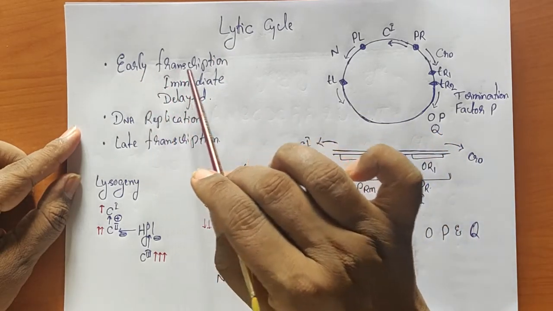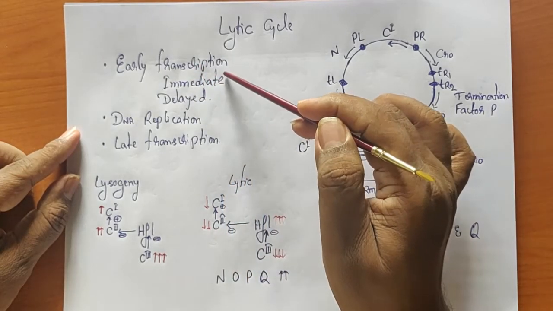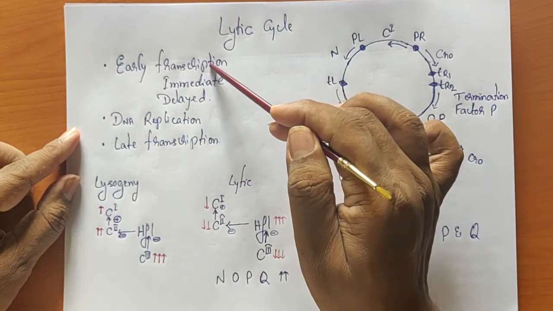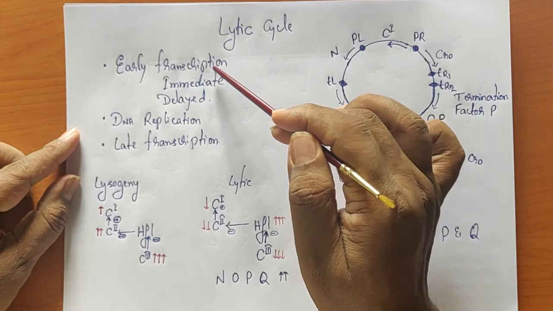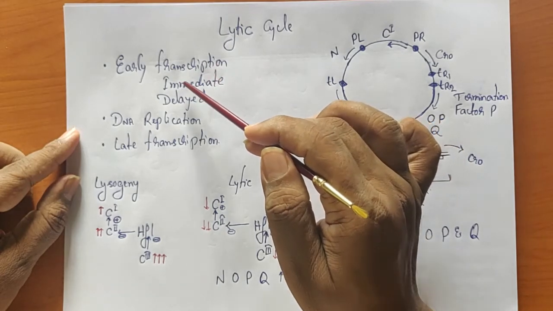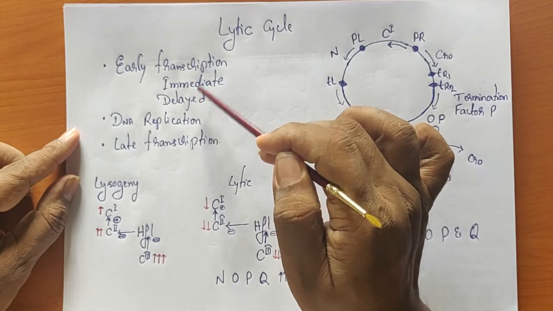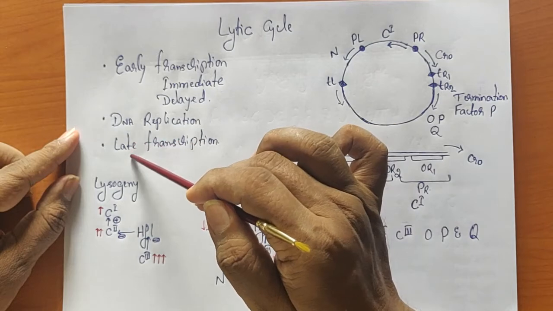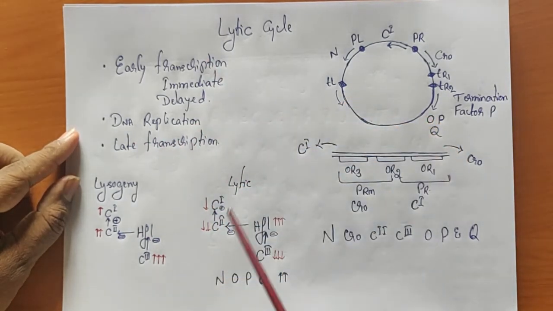So first thing is early transcription. Even in the earliest transcription, we have two different phases. One is immediate early transcription, followed by delayed early transcription. So first is immediate early transcription. Another one is delayed early transcription, followed by DNA replication, then late transcription. Now under this, we are going to study how the lytic cycle happens.